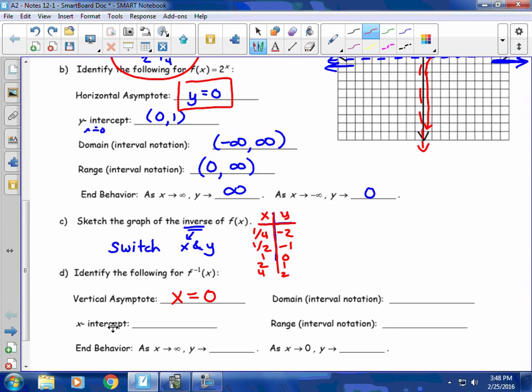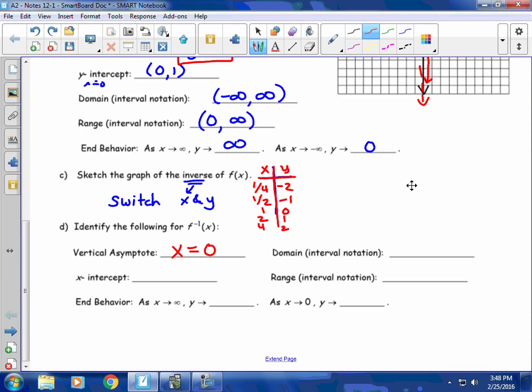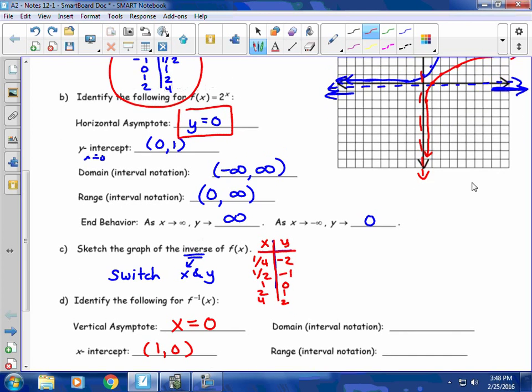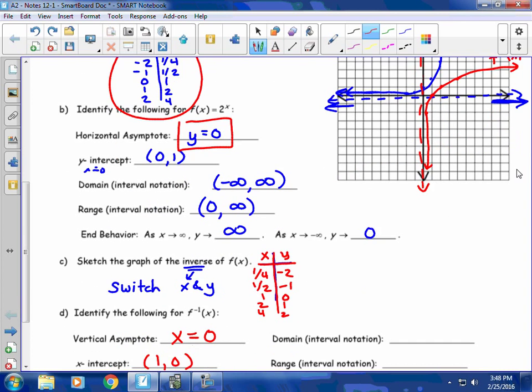Okay, back down here, the x-intercept. Well, before we had a y-intercept of (0, 1). So when I switch x and y, now I have an x-intercept right there of (1, 0). Okay, let's look at the domain. When you go back up and look at that graph, what's the farthest left I go? Well, I never go any further left than x equals 0. And what's the farthest right I go? I go right forever. So I would say my domain is parentheses 0, because of that asymptote, to infinity.